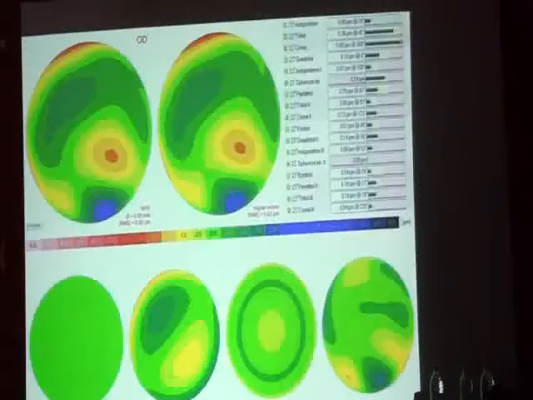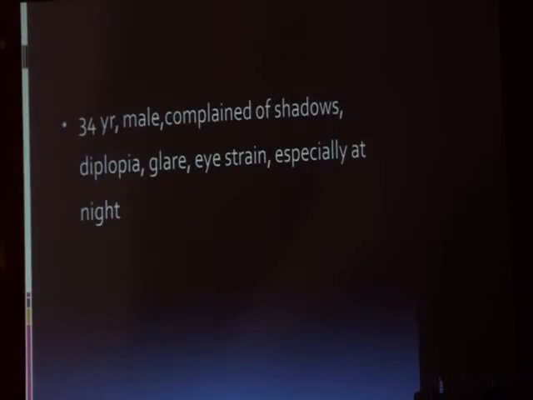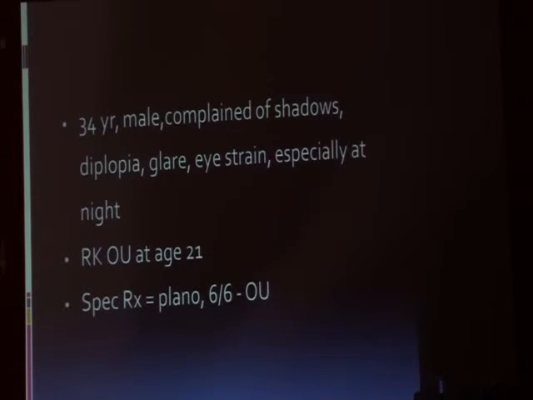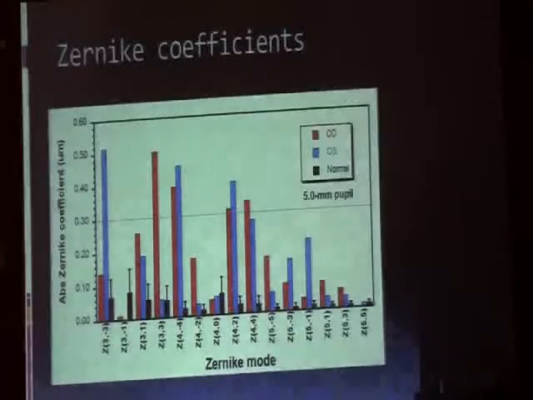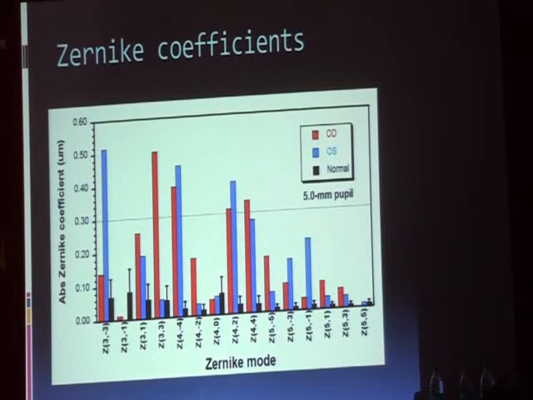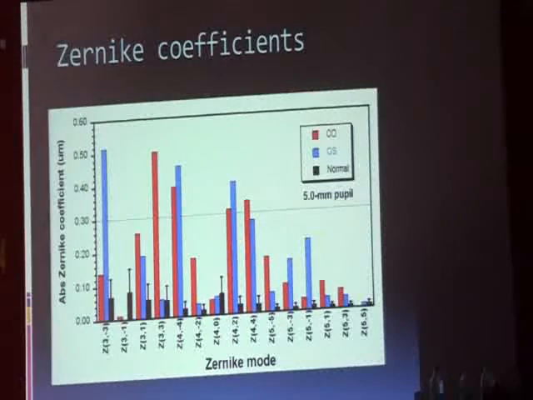So I'll not go through this. I'll just go through one example. Say a 34-year-old male complained of shadows, diplopia, glare, and eye strain, especially since he underwent radial keratotomy at the age of 31 years. The visual acuity was 6/6. He had 6/6 vision in both eyes, and there was no refractive error, but he was still not happy. But the aberrometry showed that there were large higher order aberrations. If you see here, the red is for the right eye and the blue for the left eye, and the Placido is again normal. So the coma as well as spherical aberrations are more here.